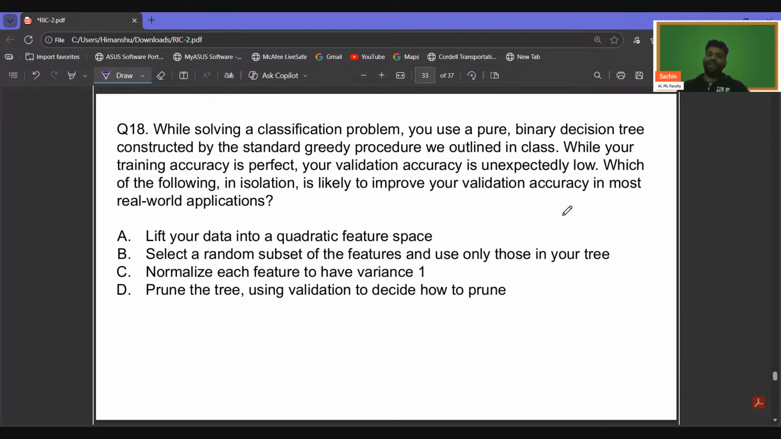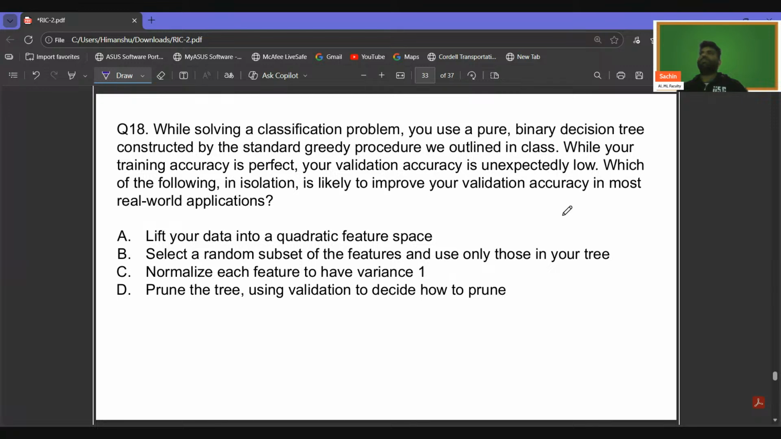Lift your data into quadratic feature space. If we do something like that, we are basically going for more overfitting. Selecting a random subset of features and using only those in your tree, not exactly. Normalize each feature to have variance 1. No, we are just normalizing each of the features, and that would not really be helping me much. Pruning the tree.